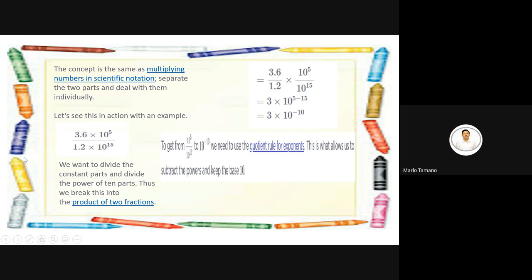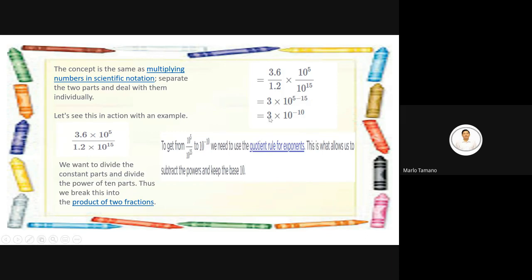Yung 3.6 natin at saka yung 1.2, pinaghiwalay po natin. So, 3.6 divided by 1.2 times, na-break din po yung dalawang 10, yung 10 to the 5th at saka 10 to the 15. Okay, pinaghiwalay natin para hindi tayo malito. Okay, so 3.6 divided by 1.2, the quotient is 3 times 10 to the 5th power minus 15.